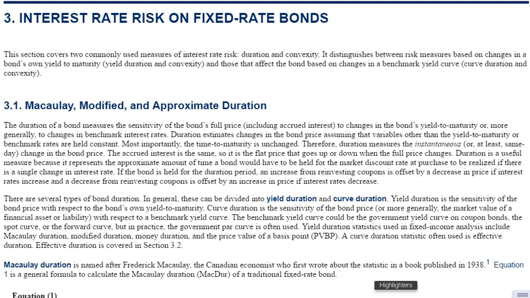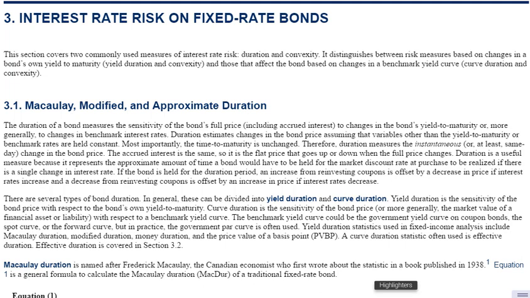Yield duration is the sensitivity of the bond price with respect to the bond's own yield to maturity, and curve duration is the sensitivity of the bond's price, or more generally, the market value of a financial asset or liability, with respect to a benchmark yield curve. The benchmark yield curve could be the government yield curve on coupon bonds, the spot curve, or the forward curve, but in practice, the government par curve is often used.